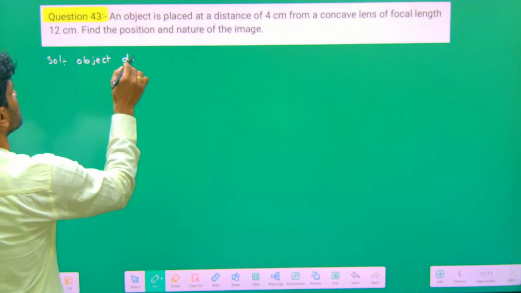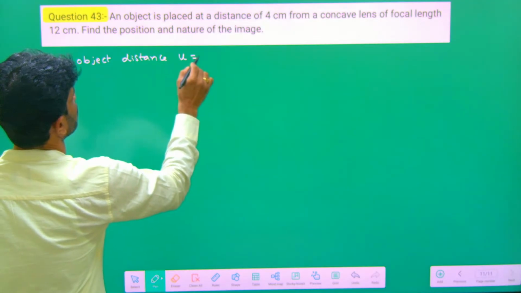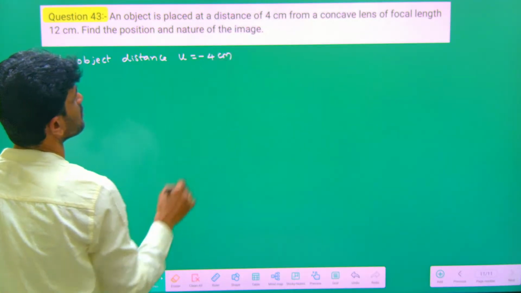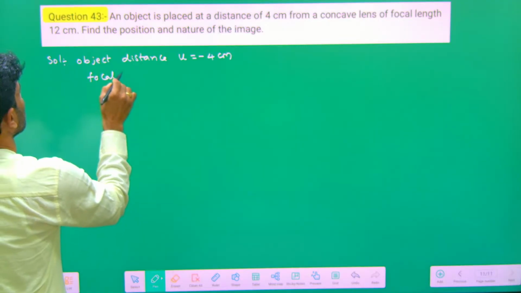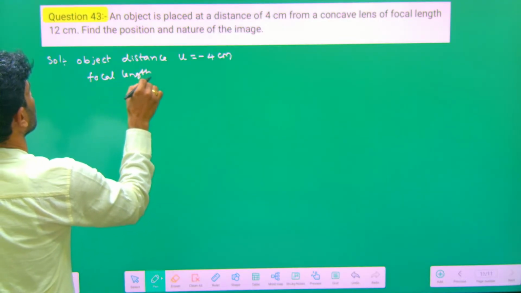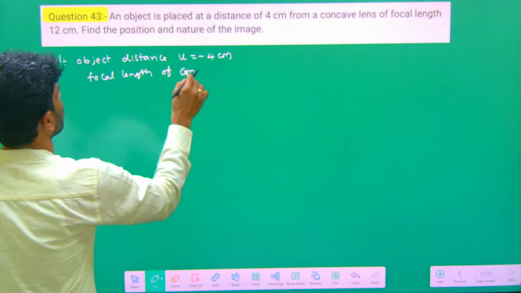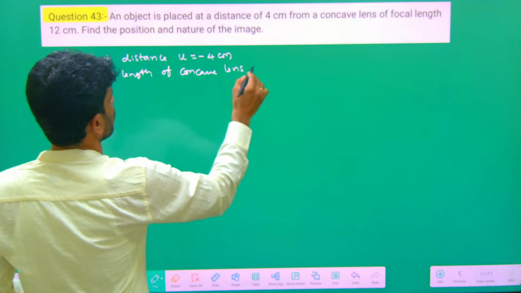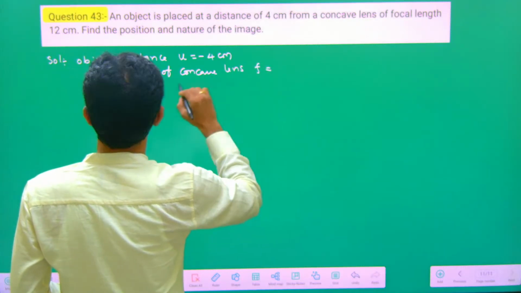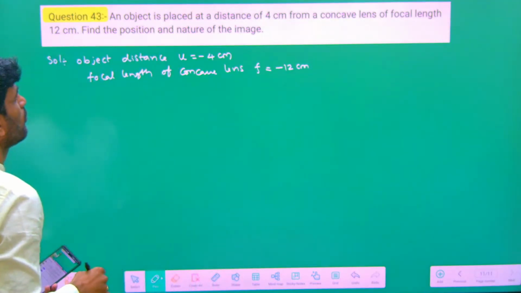Object distance u is equal to minus 4 centimeters. One more thing, focal length, is given. This is very important. Concave lens, so f is equal to, because it is concave, we have to take minus 12. So now what do we have to find?